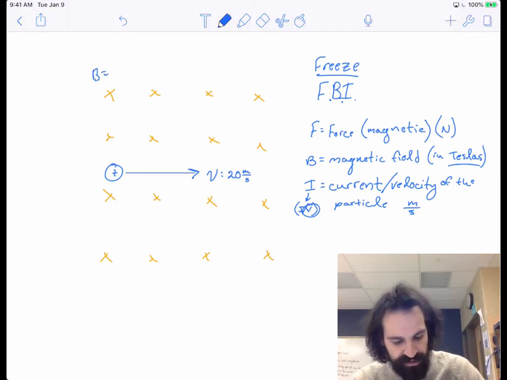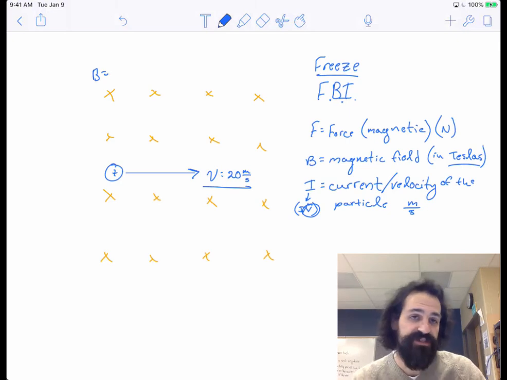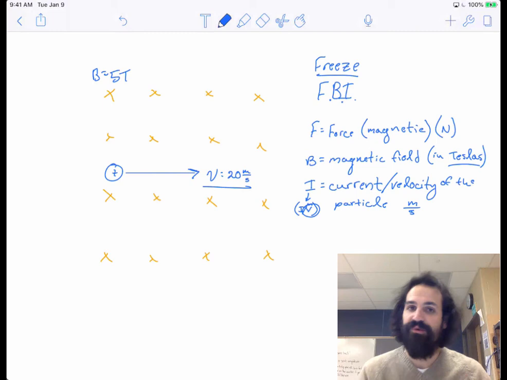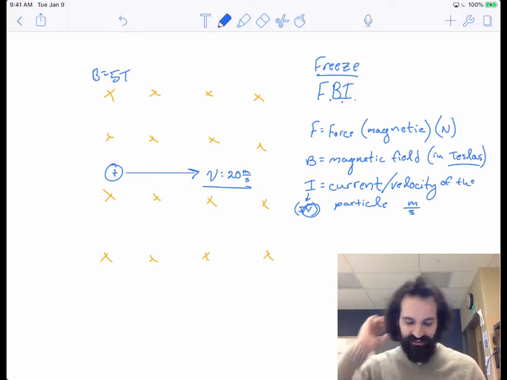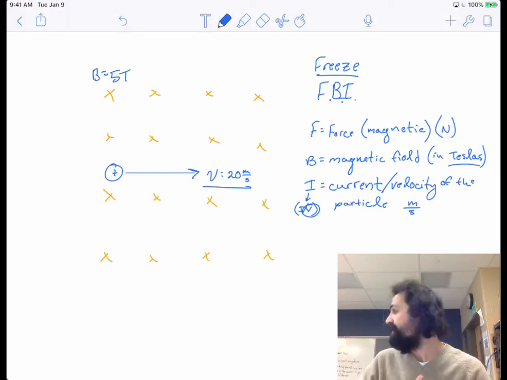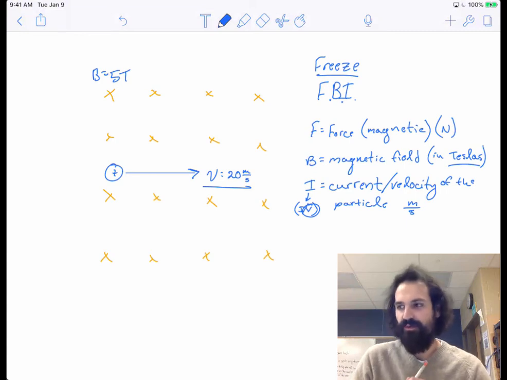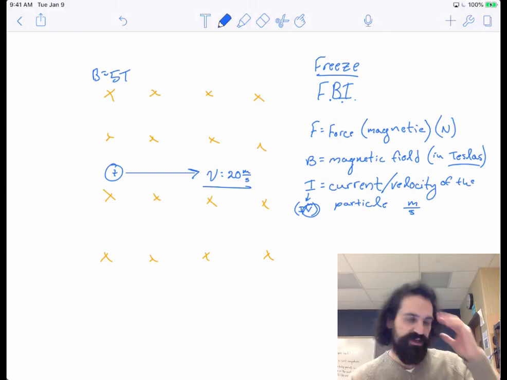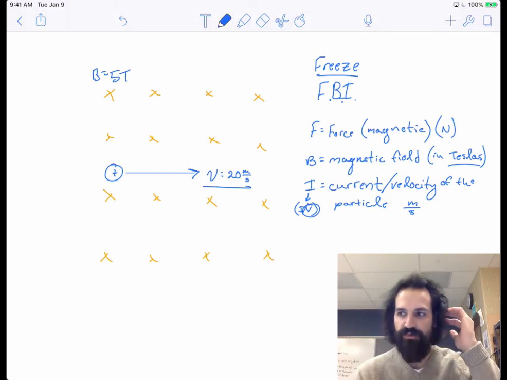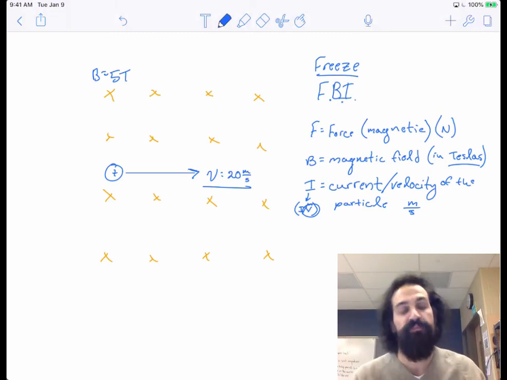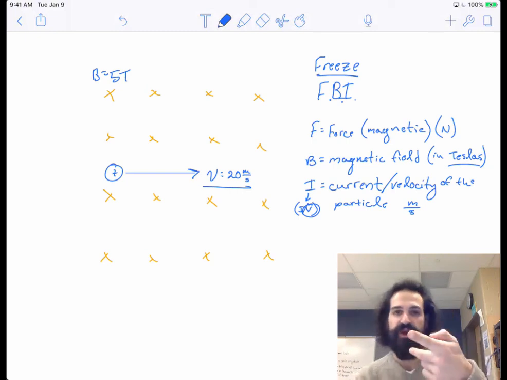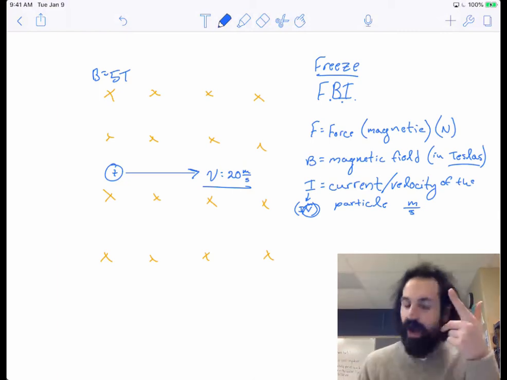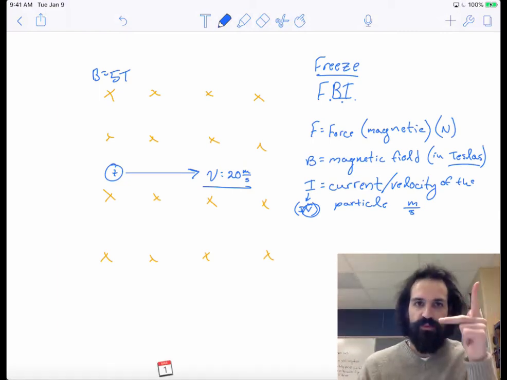By the way, I want to point out that velocity for a proton is exceedingly small. But we're going to roll with it because I've already written it down, and I'm fine with that. It doesn't matter. You're just going to get an unrealistic answer, but the process will still be the same. First of all, I want to predict what the particle is going to do before I even consider throwing math into this. So using your FBI, or FIB for you righties, I'm going to consider which way it's going.